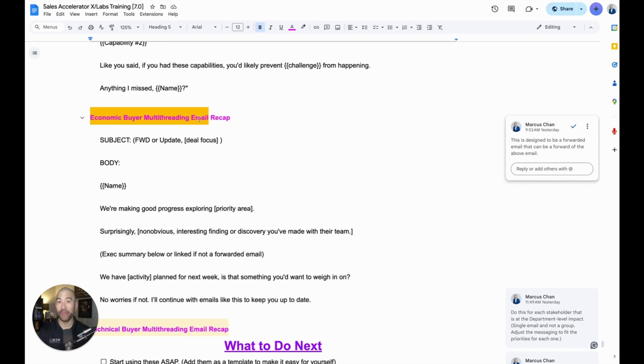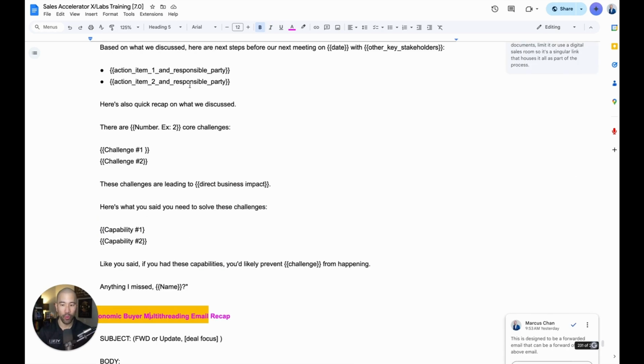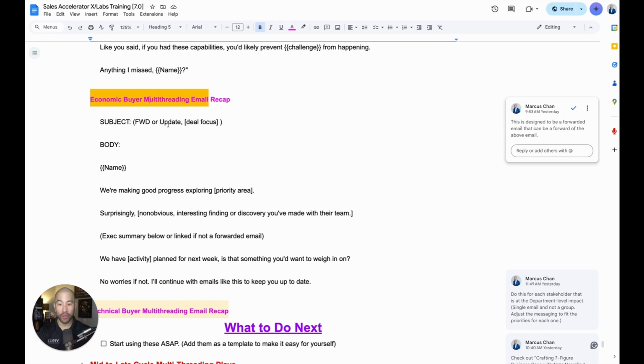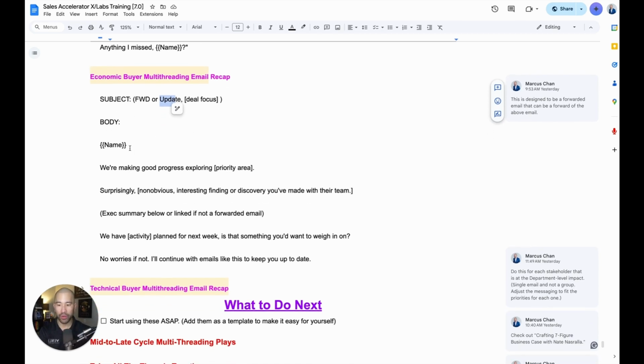So perhaps, let's say, for example, you send that pre-meeting first email, they didn't respond, which is totally fine. And now I want to keep them in the loop as part of the situation. You can either forward that original email, the one right above here, okay? It can be a forward, or you could forward it and just call it "Update," comma, whatever the deal focus is that's going to tie to their initiatives, all right? So for example here, "Bob, we're making good progress exploring whatever area."